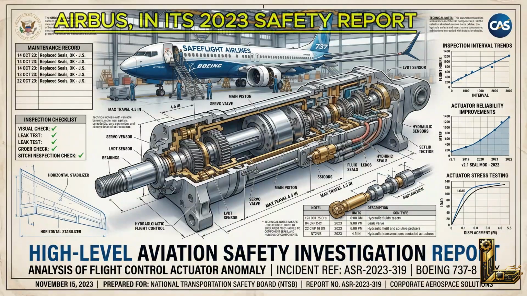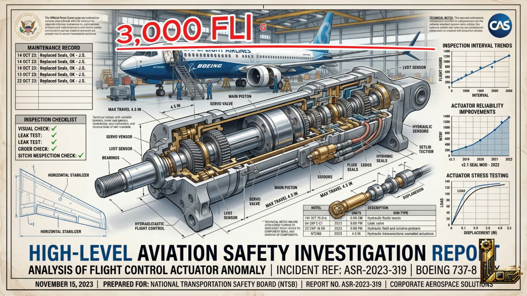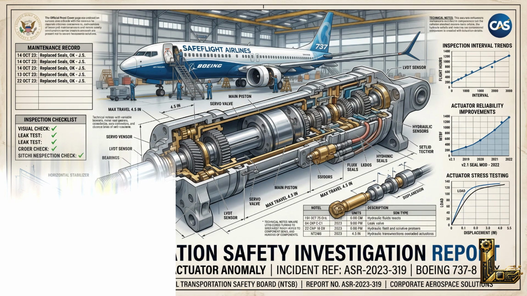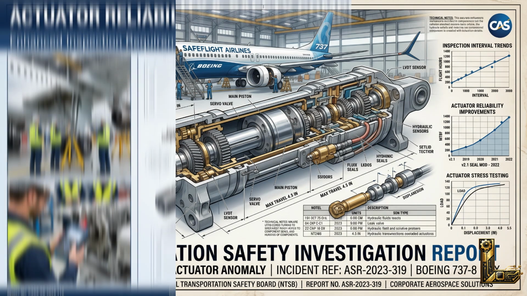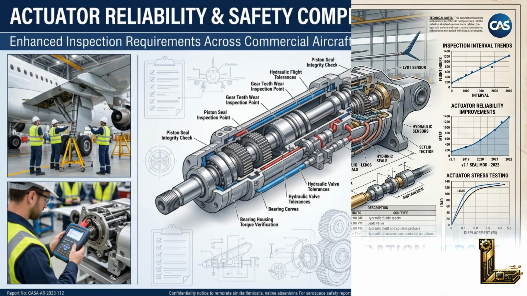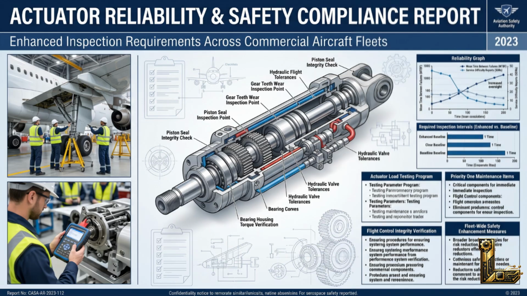Airbus, in its 2023 safety report, confirmed that all A320 family aircraft now undergo actuator load testing every 3,000 flight hours, reduced from the previous 5,000-hour cycle. Boeing's official maintenance documentation, publicly available through its maintenance planning data system, lists actuator integrity checks as Priority 1 items, the highest level of urgency in their maintenance schedule. The industry is listening. The question is, is it listening fast enough?